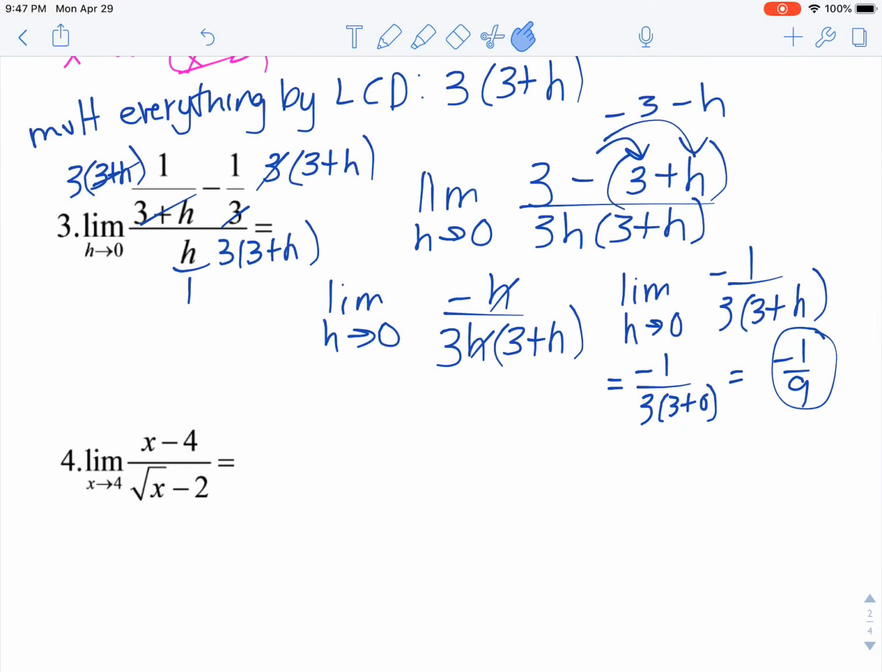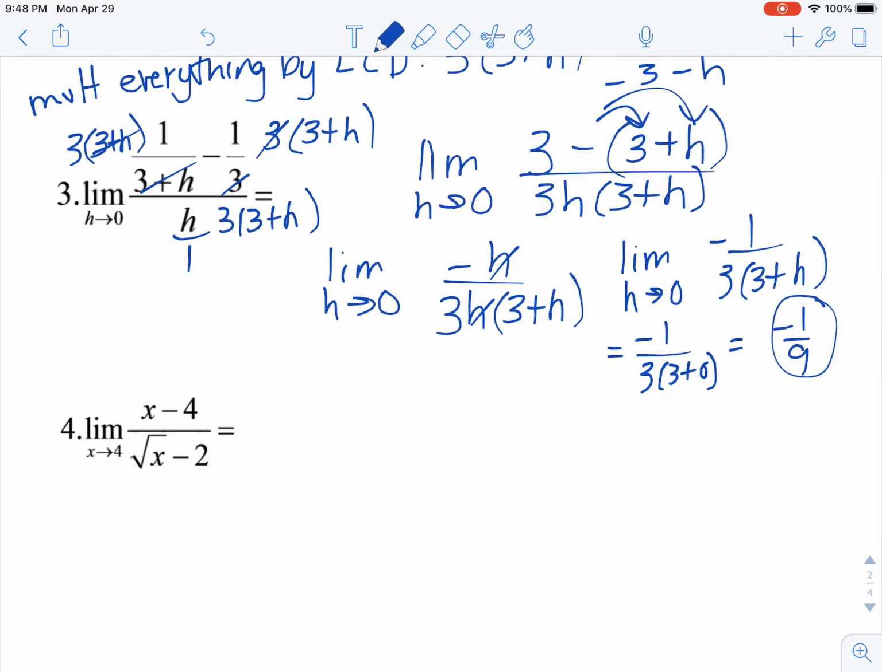Okay, number 4. If you sub in 4, you're going to get 0 over 0 in determinate form. So try to rationalize that denominator. Multiply both the numerator and denominator by the conjugate here.